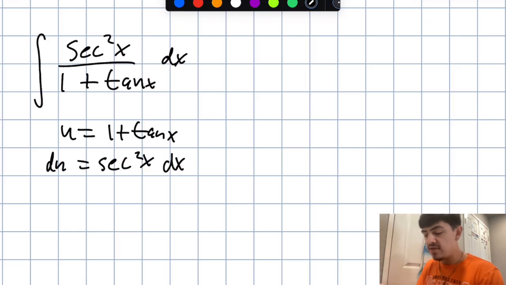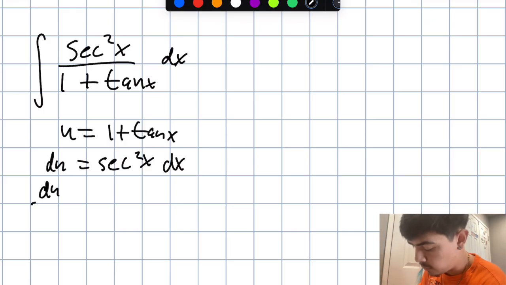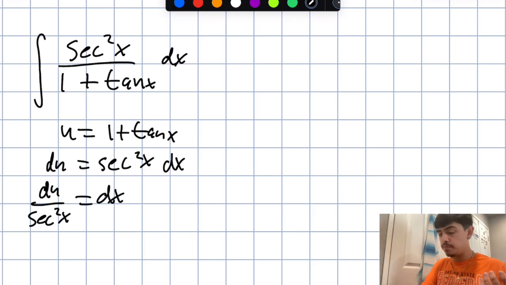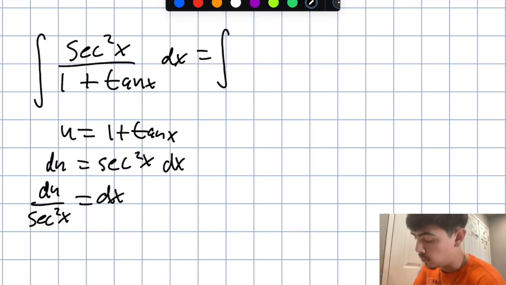So now look, we have a secant squared there. So solving for dx, right? That's our next step, solving for dx, so we can plug that in. We just divide both sides by secant squared. So that will end us off with du over secant squared x equals dx. Beautiful, right? We have our u, we have our dx. So let's go ahead and rewrite our integral in terms of u.